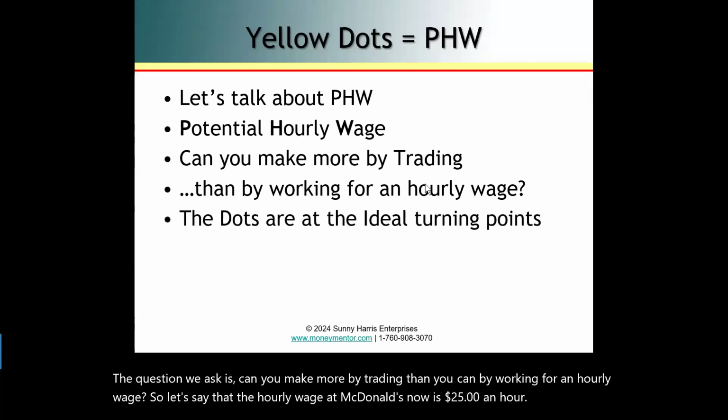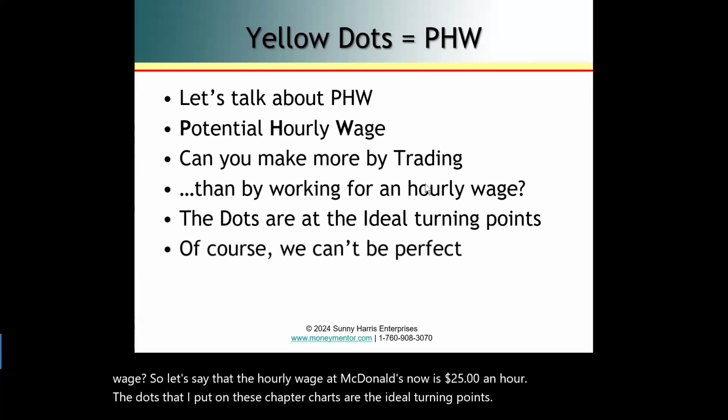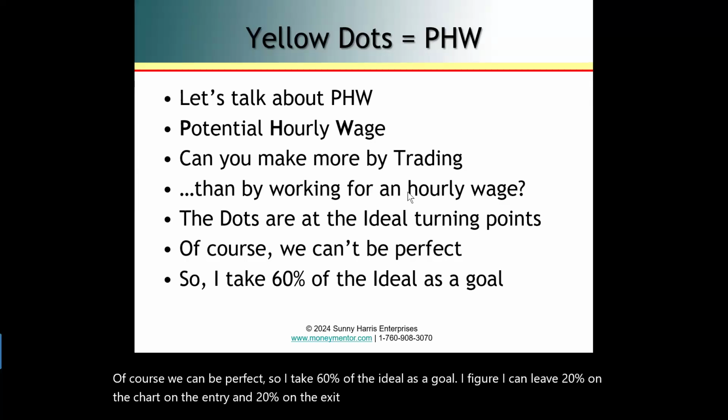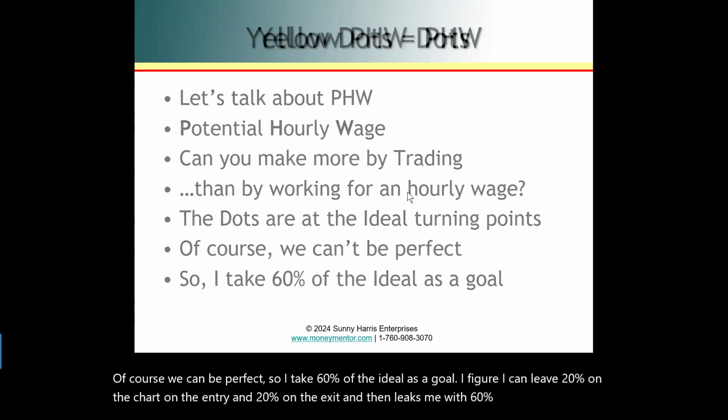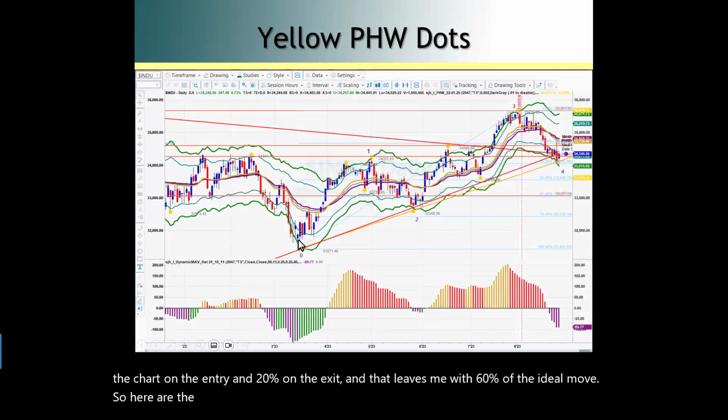The dots that I put on these charts are the ideal turning points. Of course, we can't be perfect, so I take 60% of the ideal as a goal. I figure I can leave 20% on the chart on the entry and 20% on the exit, and that leaves me with 60% of the ideal move. So here are the yellow dots. You can see here, here, here, here, here. These are the ideal moves.